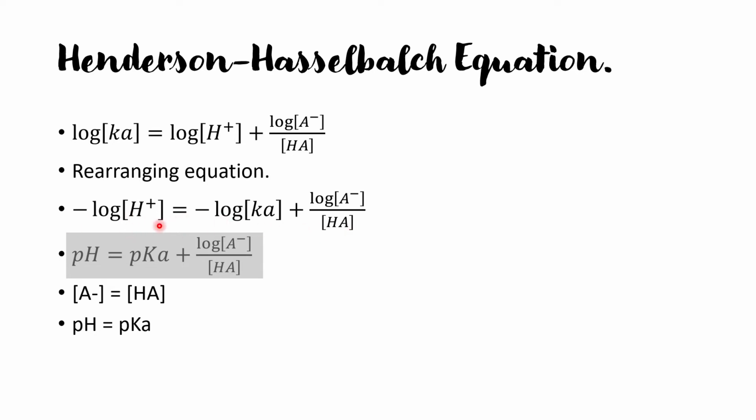So we know the minus log of the hydrogen ion concentration is also known as pH, and the minus log of K is also known as pKa. So if we have to describe this equation in terms of pH, pH equals pKa plus log of the conjugate base by its acid. If the concentration of the base and the acid is equal, then at that particular concentration the log value becomes 0 and pH becomes the pKa, or the dissociation constant.